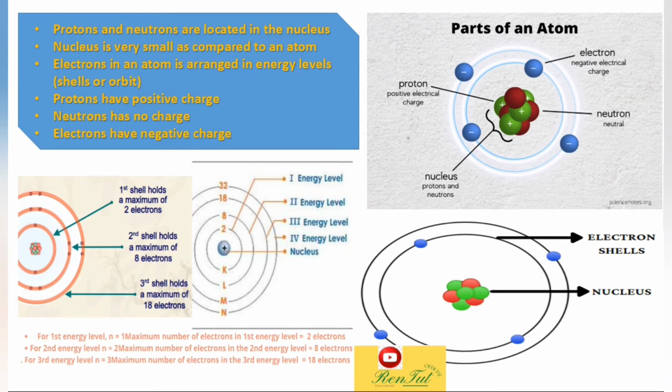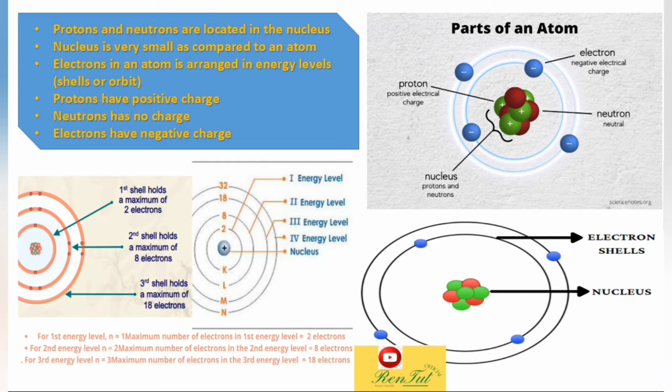The first shell is n equal to 1, then the second would be n equal to 2. So in this, what we have learned is that protons are positive electric charge particles, electrons are negatively charged particles, neutrons are neutral, they don't have any charge, and in the nucleus there are protons and neutrons.